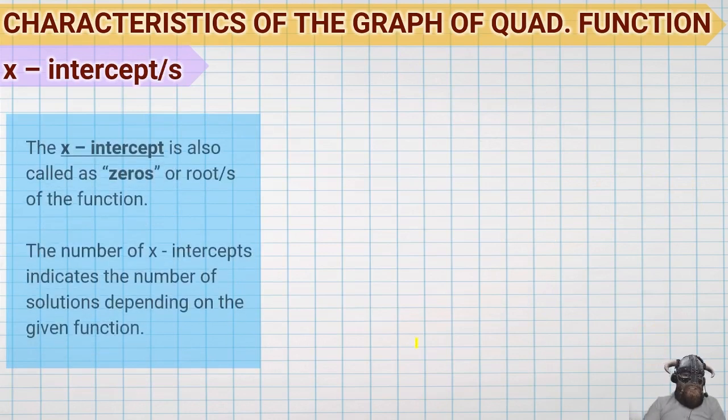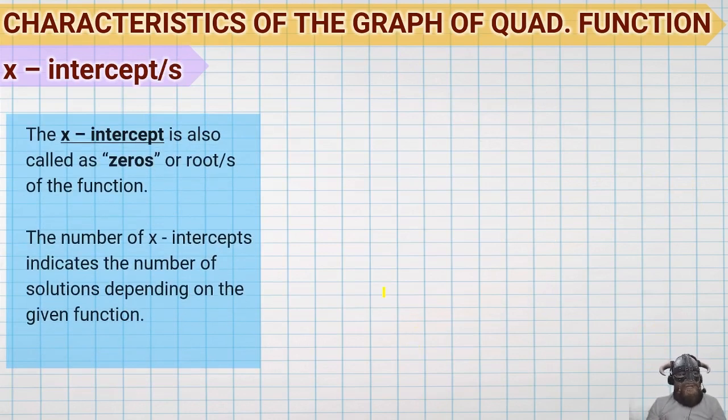Just an additional note, you may have different numbers of x-intercepts depending on a given graph. The x-intercept is also called the zeros or roots of a given function. Kung naalala nyo, nung nag-lesson tayo about quadratic equation, meron tayong pinag-aralan about the roots or the solution of a quadratic equation. Ganun din siya, wherein we set the value of y equal to 0. So, nagiging equation siya pag ganun. So, the number of x-intercepts indicates the number of solutions depending on the given function.